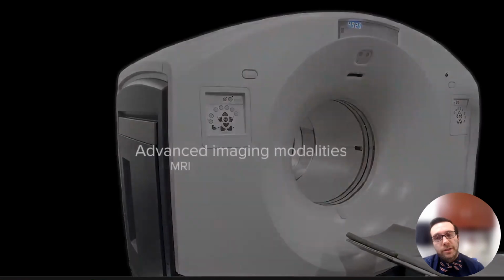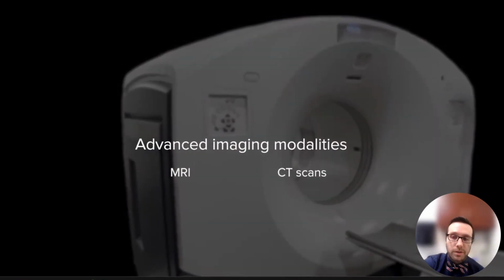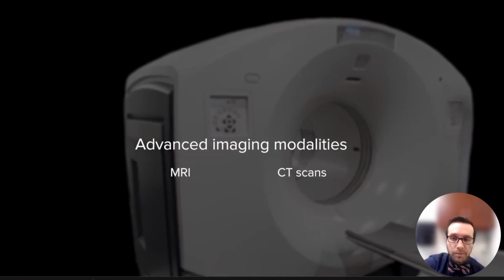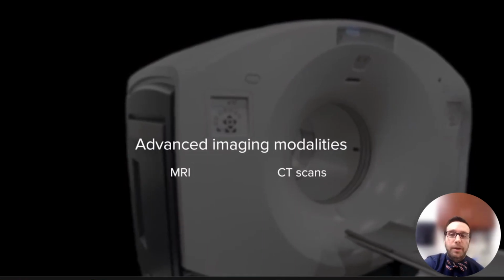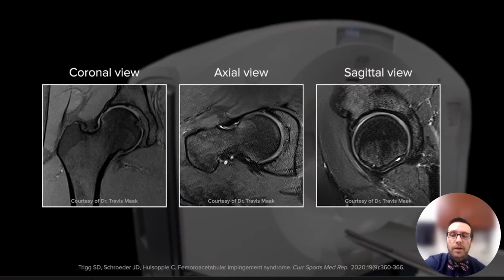Advanced imaging modalities, such as MRI and CT scans, allow for a more detailed evaluation of the patient's hips. The MRI can help us identify labral tears, as well as chondral defects associated with FAI. And in conjunction with a CT scan, it can give us a better understanding of the bony morphology.